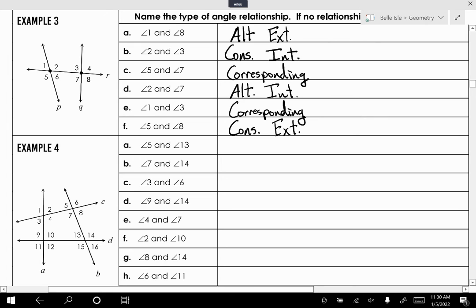Exterior. Now, it does depend on which transversal you're looking at, Oliver. If you're just looking at the B transversal, it's interior.